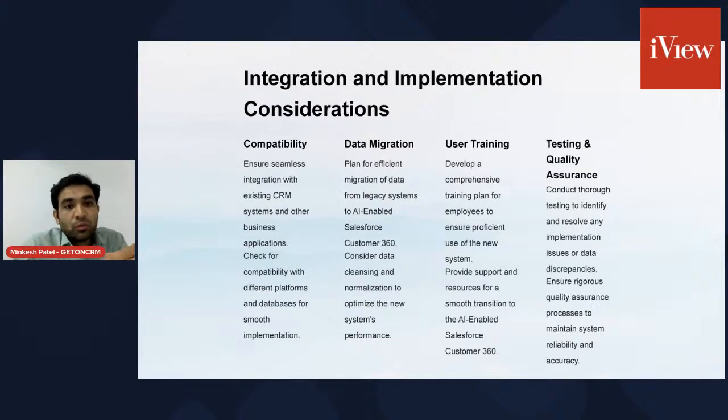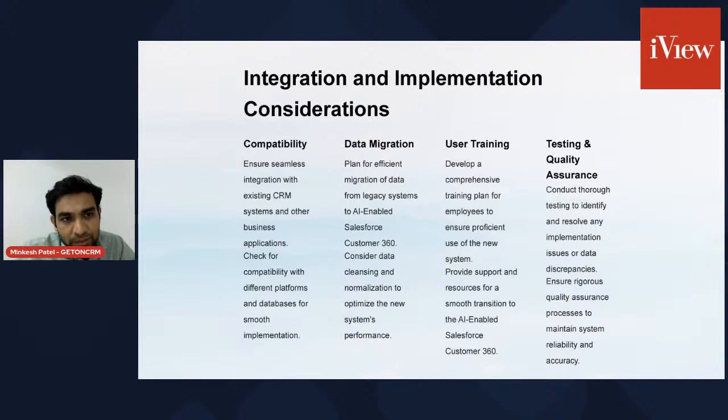Okay, so while you do this integration, what will you need to consider? There are four things which you will need to consider. The first is compatibility, whether you have the APIs available with the other system or not. If you don't have them, then the existing data which you have, you will not be able to push to Salesforce, and you will not be able to make meaning out of it.